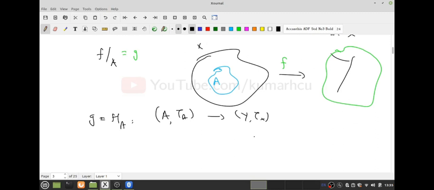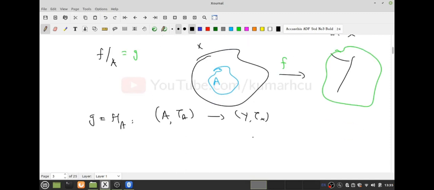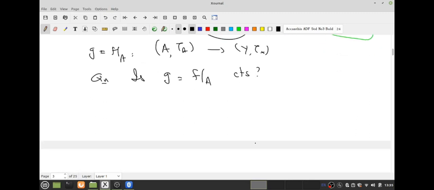You understand that? What I know is f is a continuous function from (X, tau_X) to (Y, tau_Y), but now when I restrict it to A, I have a map from the set A to the set Y, but the set A now has a topology, namely tau_A, the subspace topology. So the question I can ask is: is g, that is f restricted to A, continuous? It is more important to understand the question because the answer is very easy. Please listen to me, this is very important.